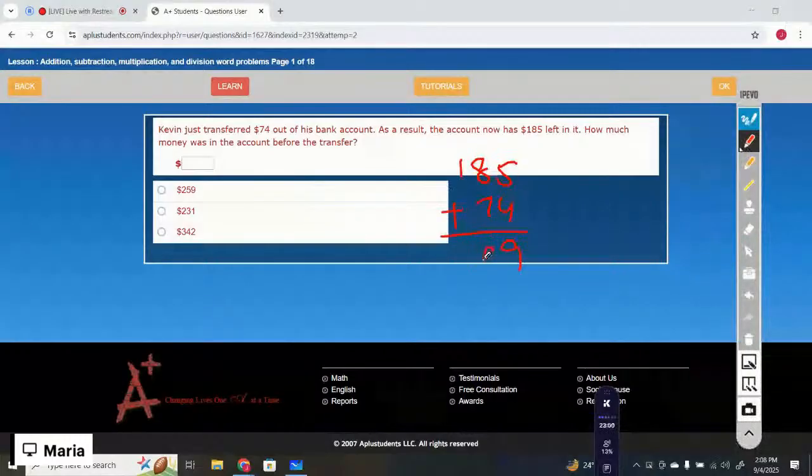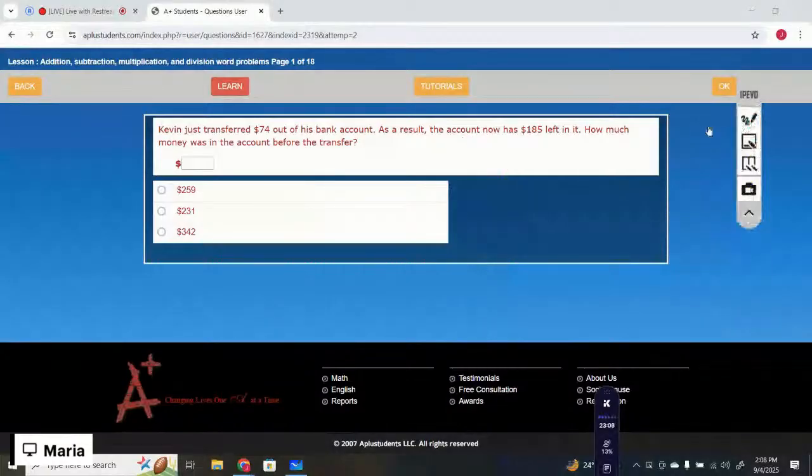8 plus 7 is 15, right? 5 and carry 1. 1 plus 1 makes 2, that is 259. Option number 1 is the correct option, that is $259.